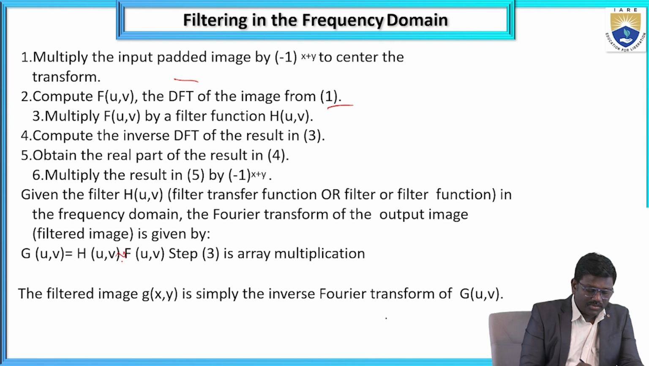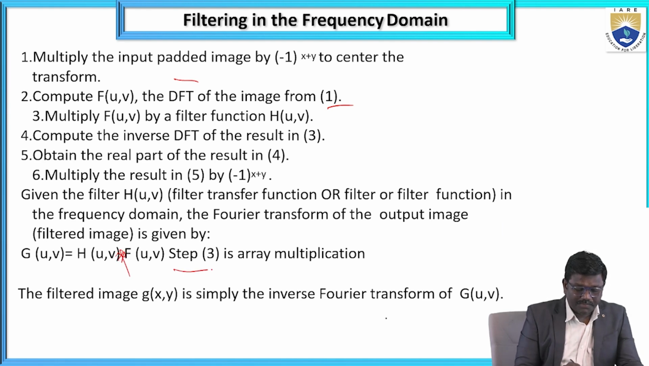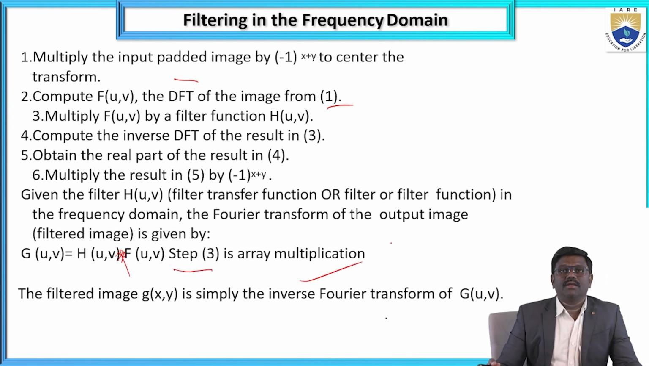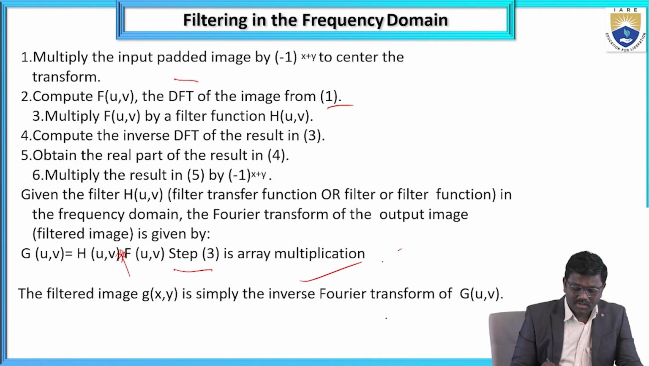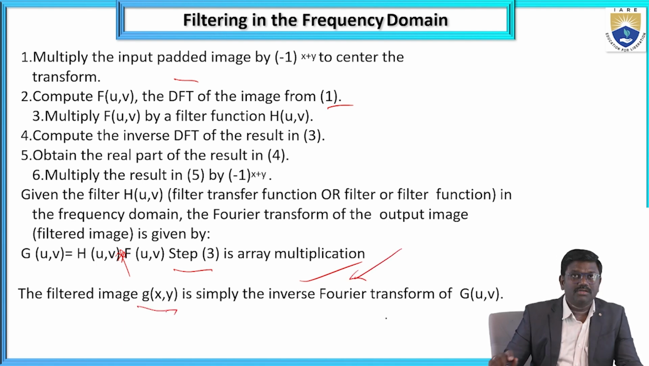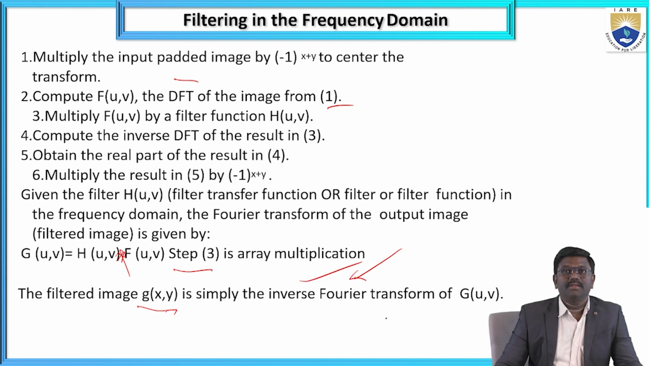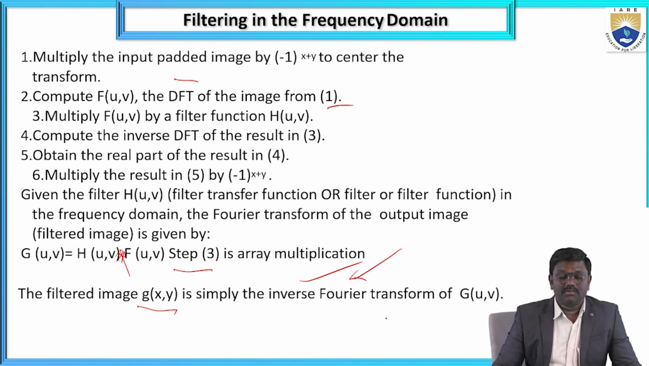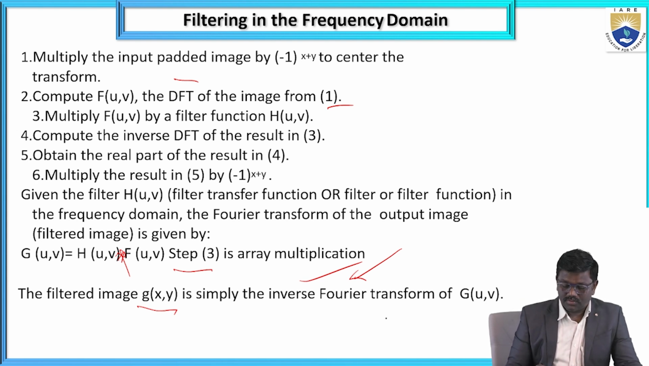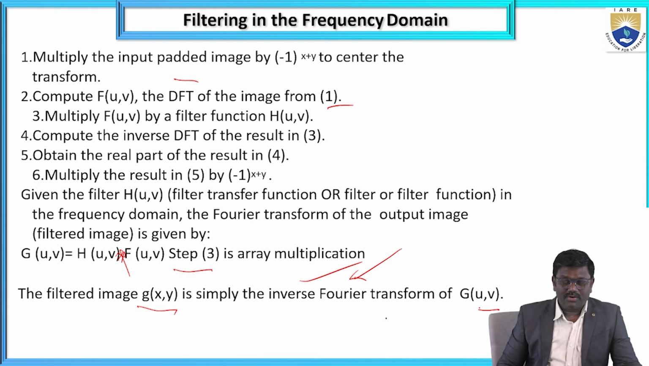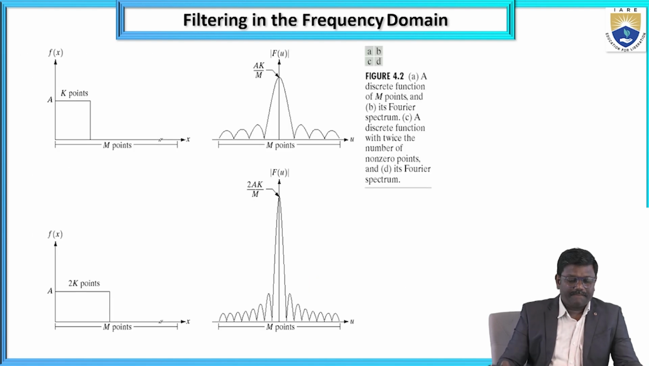It is the convolution formula. From step number 3, we get the array multiplication. From this, we get the required transformation: g of x comma y is simply the inverse Fourier transform of G of u comma v. So these steps help us carry out the frequency domain filtering process in terms of smoothing and sharpening.